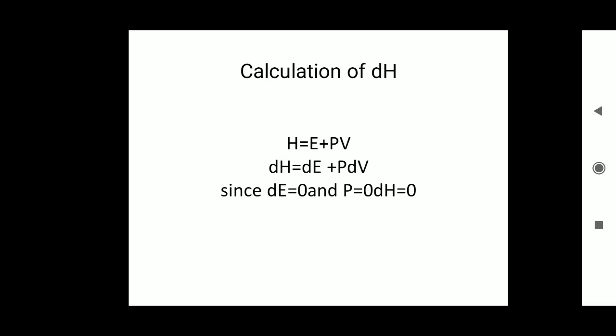This is the condition for calculation of dH. Also H is equal to E plus PV, and dH is equal to dU plus P dV. Since dU is equal to 0 and dP is equal to 0, dH must be equal to 0. That's all.